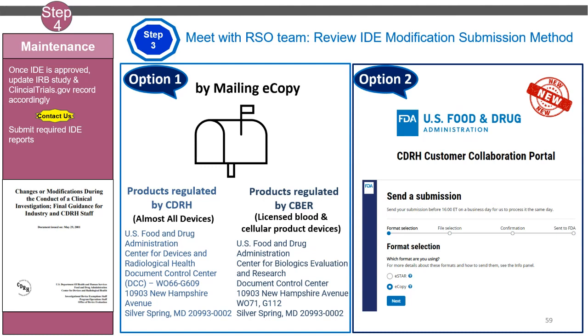All amendment submissions can be by regular mail to the CDRH or CBER, depending on the product, addressed to the respective agency division offices, or filed through the CDRH customer collaboration portal. In part 2 of our mini series, we discussed the details of the customer collaboration portal and the key requirements for that.